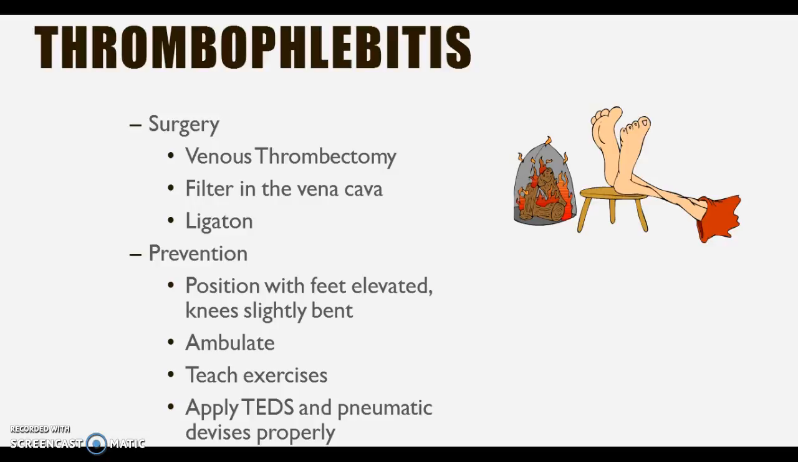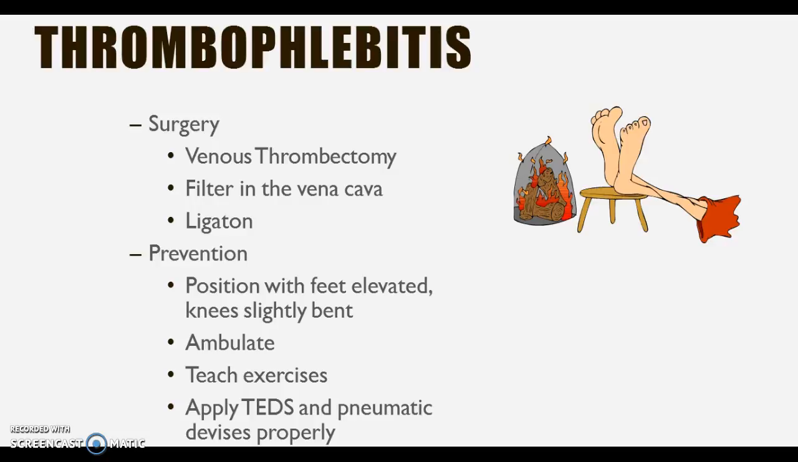Our patients can have a filter in the vena cava. We talked about this when we talked about pulmonary, where they actually put a filter in the inferior vena cava right below the renal veins, because of course we don't want any clots going into the renal veins and causing acute kidney disease or acute kidney failure. So we want that filter there. And again, it can be done through a cardiac catheterization.